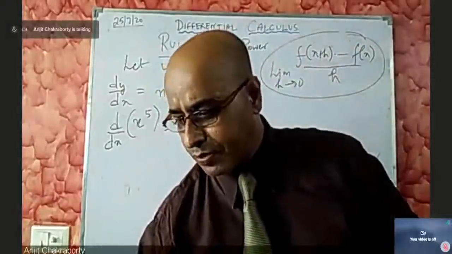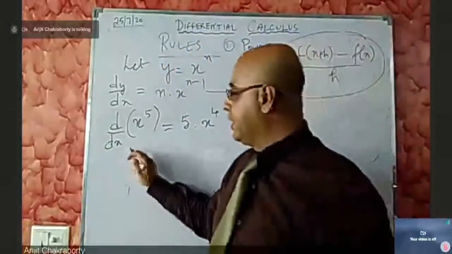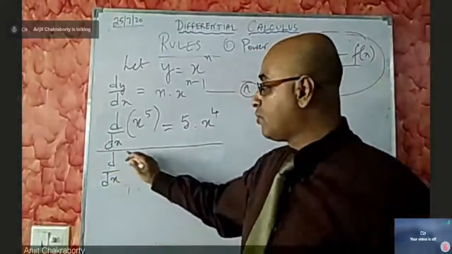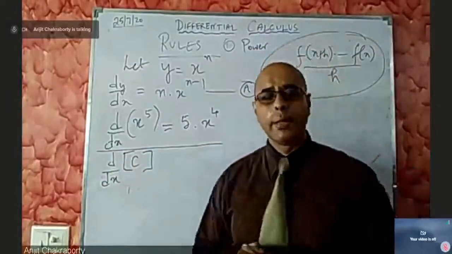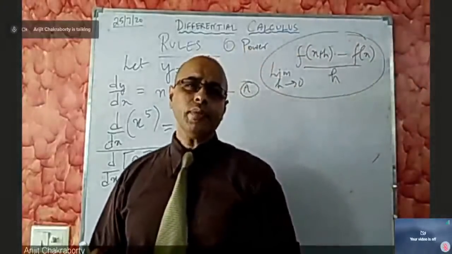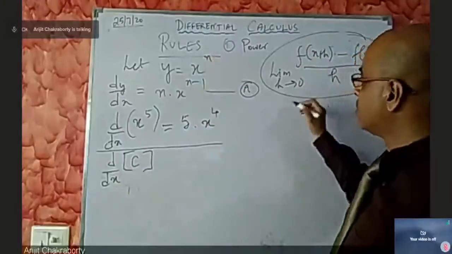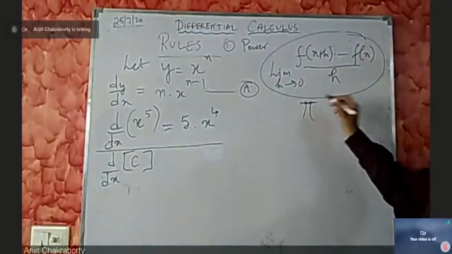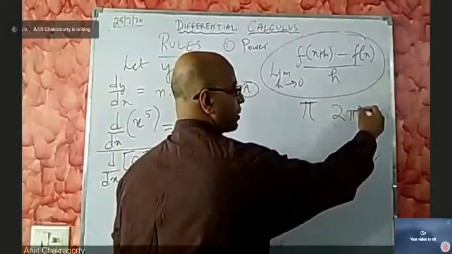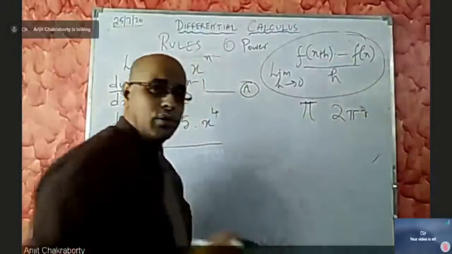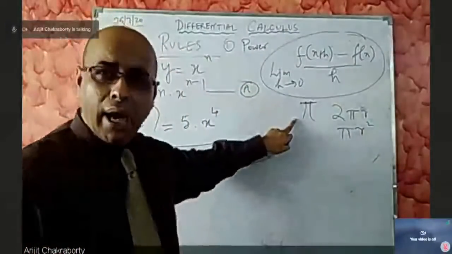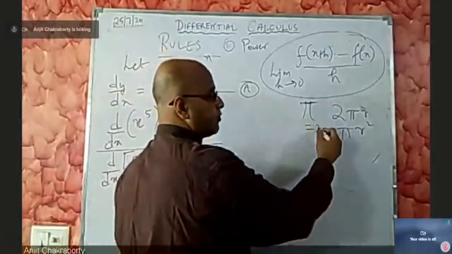The next one, d dx, the differential coefficient of a constant, say it is c. C is a constant. An example of a constant is the symbol pi. When you find the circumference of a circle, it is 2 pi r. When you find the area of a circle, it is pi r square. And many of you remember that pi in mathematics has an approximate value of 22/7.